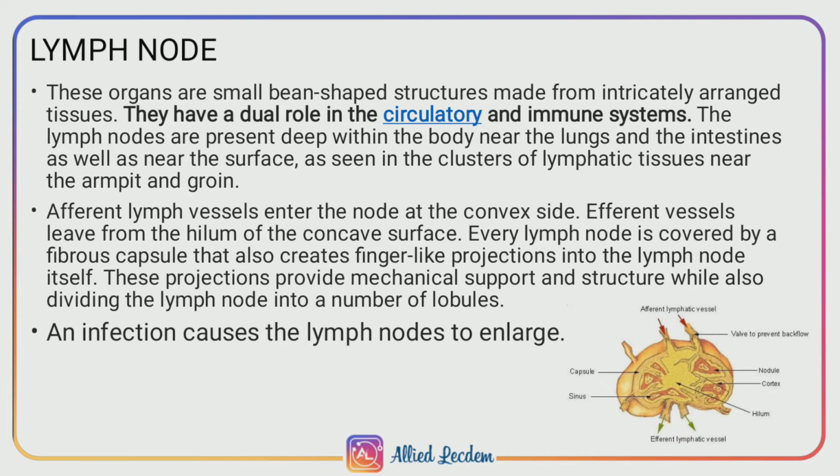Now we'll see the anatomy of the lymph node. As we know, the afferent lymph vessels enter the node at the convex side, whereas the efferent vessels leave from the hilum of the concave surface. Every lymph node is covered by a fibrous capsule that also creates finger-like projections into the lymph node itself. And infection causes the lymph node to enlarge, leading to conditions like lymphedema or lymphadenopathy, which we'll see in the coming slides.